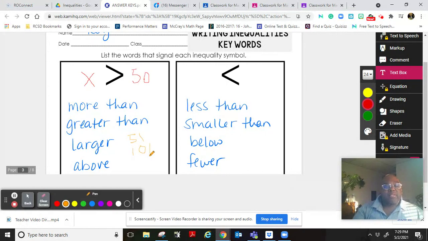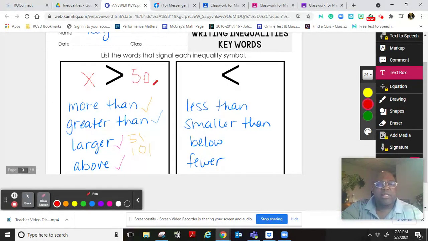Now let's think. In word problems, there's more than one way of looking at greater than. For example, I could say, give me numbers that are more than 50. Give me numbers that are greater than 50. How about a number that is larger than 50? Or a number that is, here we go, above 50. They are saying basically the same thing. They're just saying them in different ways.